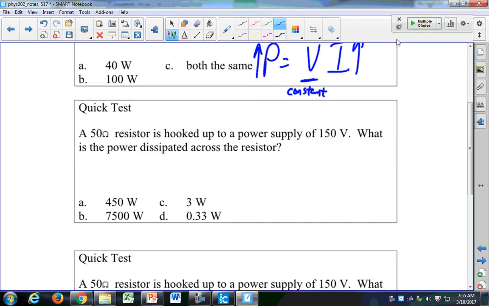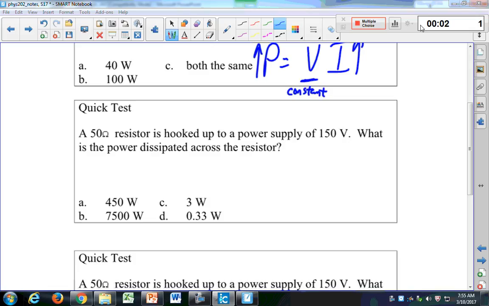Let's try this next one. Let's stop at 45. I'll go on to 50.